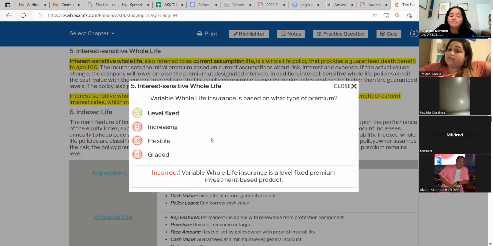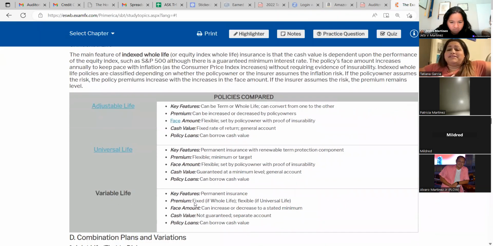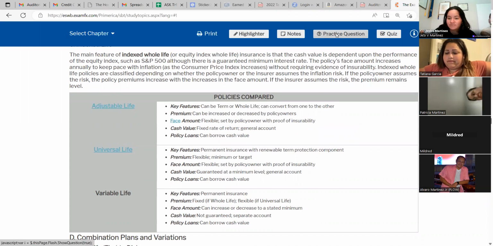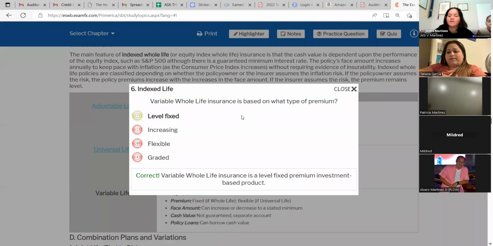Level fixed. Oh. So variable whole life insurance is a level fixed premium investment-based product. You see, that's what confused us when they start mixing this together. Okay, so the question said variable whole life, it's fixed. The premiums are fixed. If it's a variable universal, then it's flexible. So now it's level fixed. We got the same question, but it's level fixed. I'm glad we got the same one. Made us think.